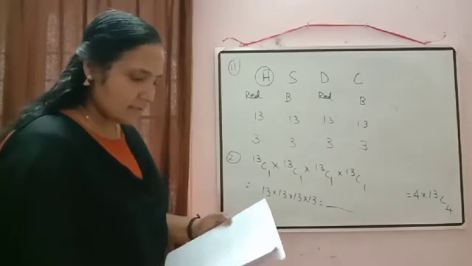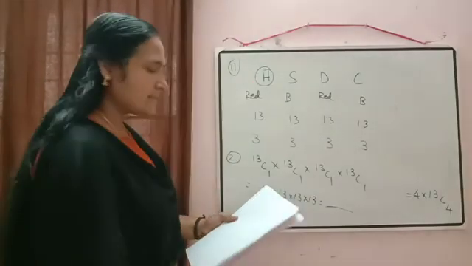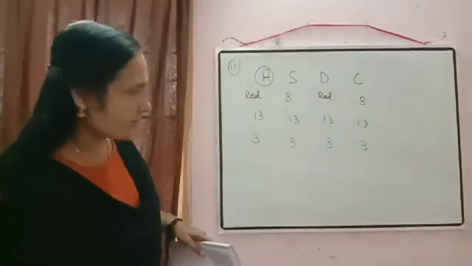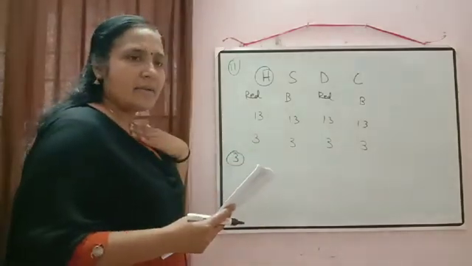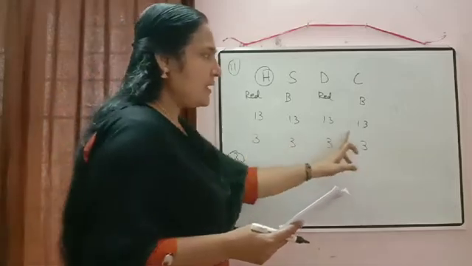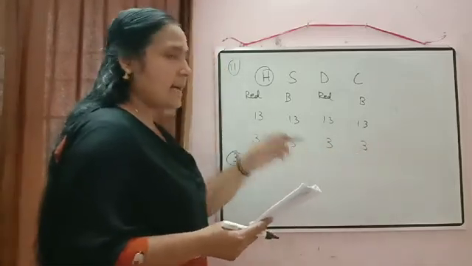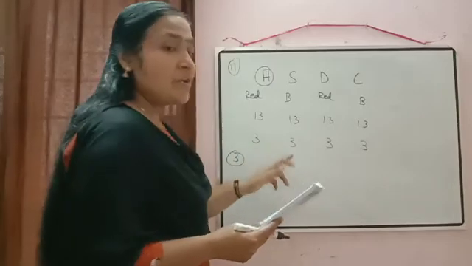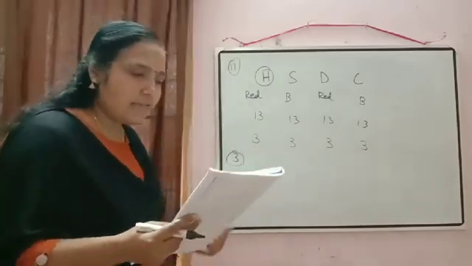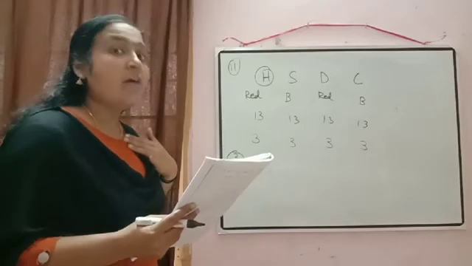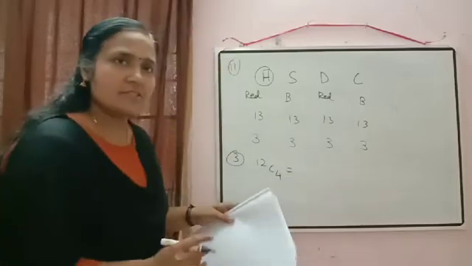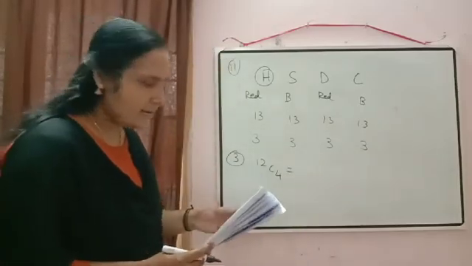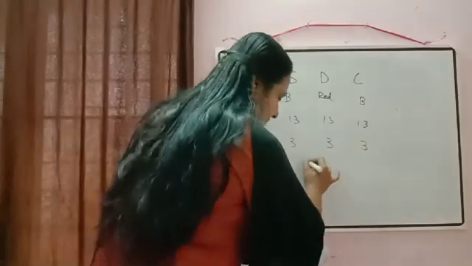Then the third condition is written: 4 cards are face cards. I want only face cards; the remaining I don't want. So how many face cards are available with us? 1, 2, 3, 4. In all 3 face cards are there in each suit, so we have a total of 12 face cards. Out of 12 face cards, how many do we need? 4. So directly we can write 12C4 and then just do the calculations. Clear?